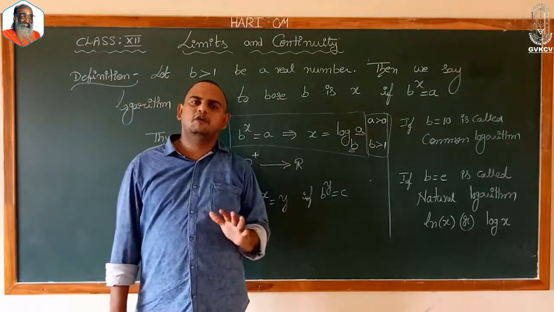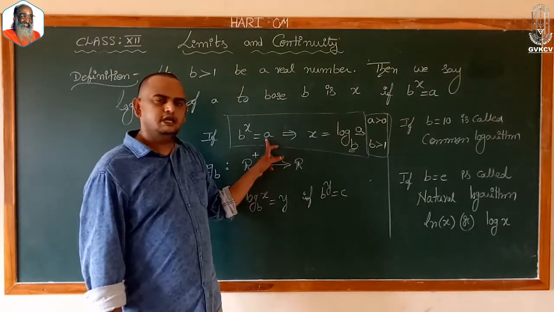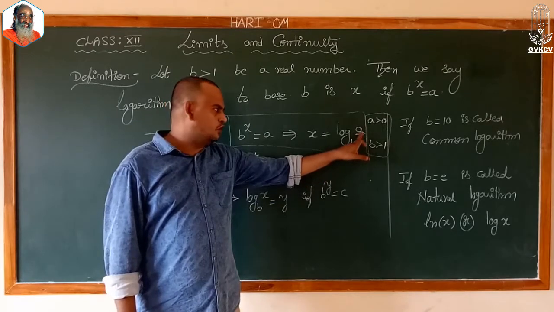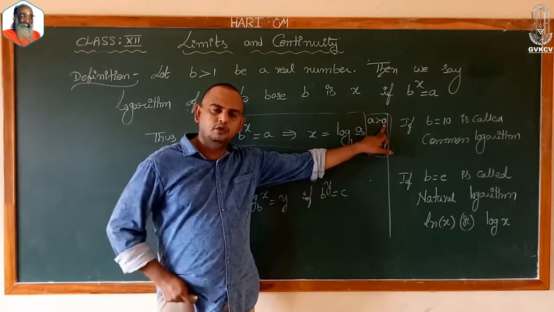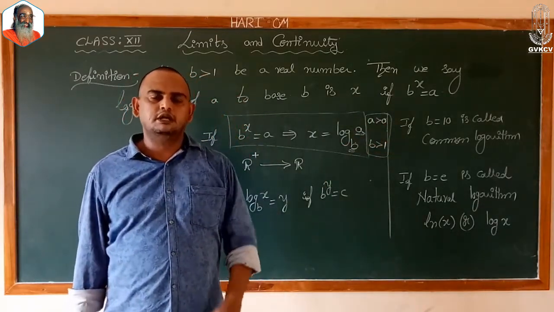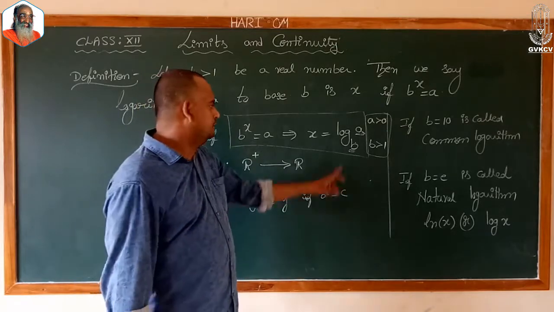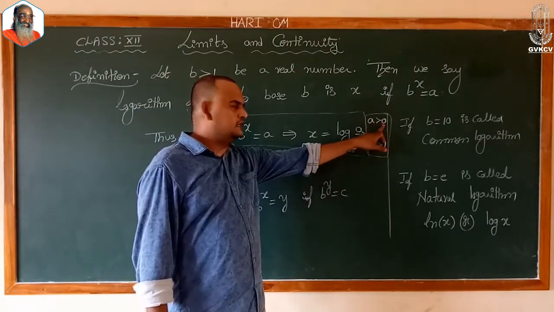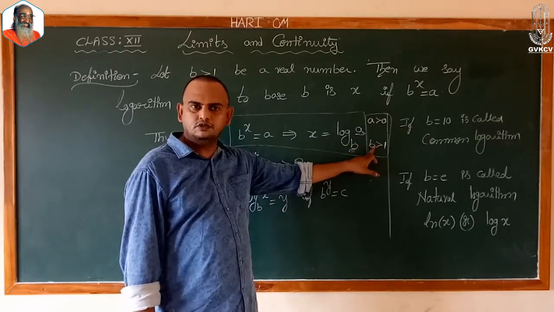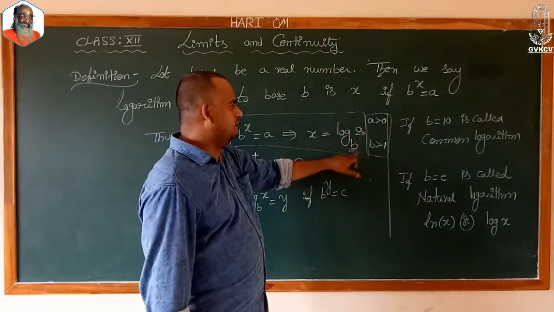These two conditions are very, very important for us. The exponential value never is negative, so here a must be a positive real number. Log a base b, the value of a is always greater than 0. Now you can say that the logarithmic function is applicable only for positive real numbers. It is not applicable for negative real numbers. That you have to remember in your mind. So log a to the base b, a greater than 0, means a must be a positive real number. Here b must also be greater than 1. These two conditions are very, very important for us.